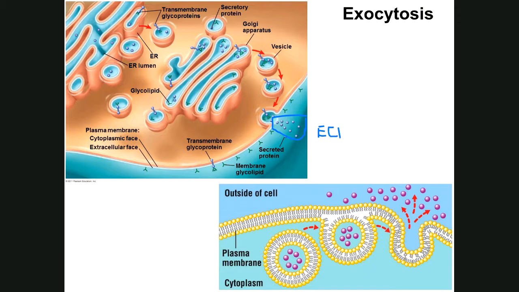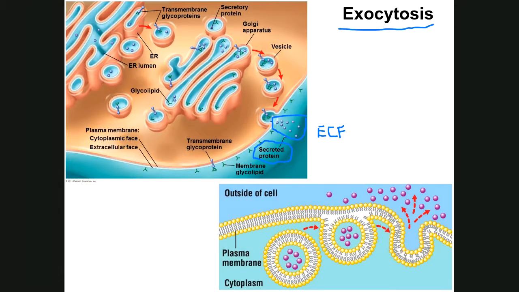Listen carefully. Exocytosis is in reference to this third one here. Exocytosis has to do with the transport of proteins from the Golgi apparatus in a vesicle to the cell membrane, and then those proteins are released, exocytized, or secreted into the ECF. So exocytosis is only in reference to those proteins that they've labeled secreted proteins.